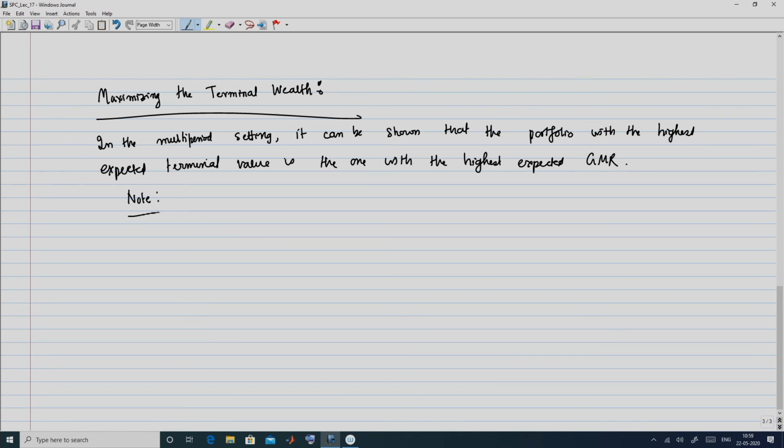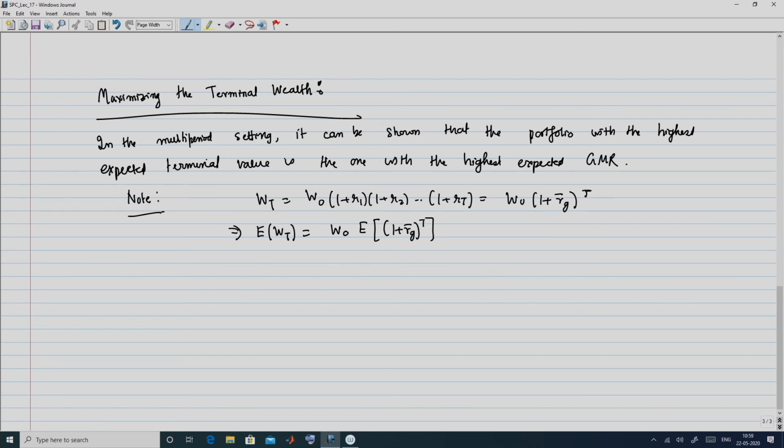This can be observed by noting that W of t is going to be W naught into 1 plus R 1 into 1 plus R 2 all the way to 1 plus R t, and this is going to be W naught into 1 plus R g bar raised to t. So, this will imply that expected value of W t is going to be W naught into expected value of 1 plus R g bar raised to t. So, that means the maximization of this is equivalent to maximization of the GMR.